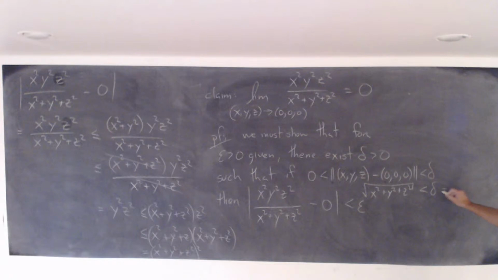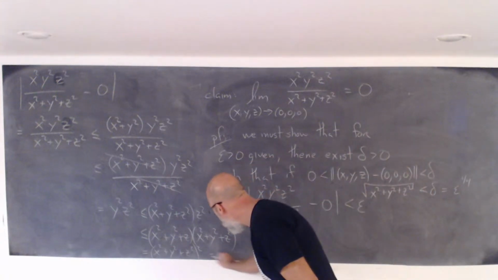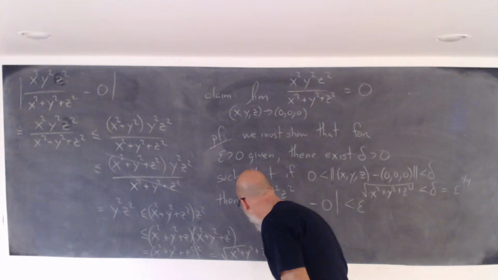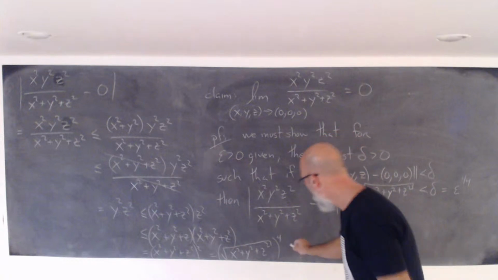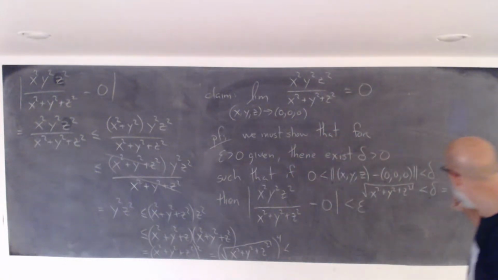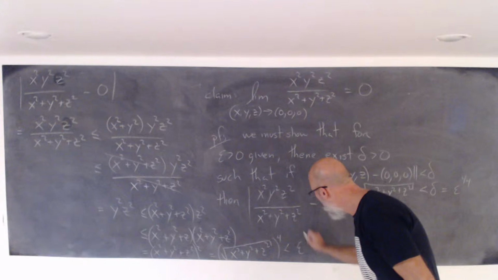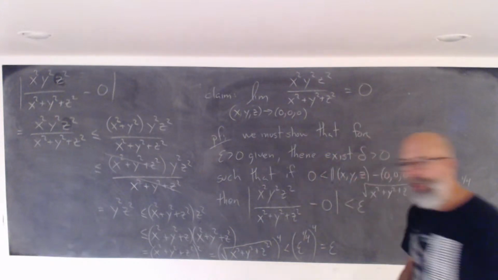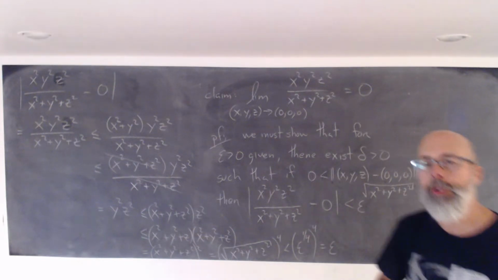So we're going to take delta to be epsilon to the 1/4. Right? This is really the square root of x squared plus y squared plus z squared to the power 4. So that is less than epsilon to the 1/4, the whole thing to the 4, making it less than epsilon, exactly what you wanted to prove.